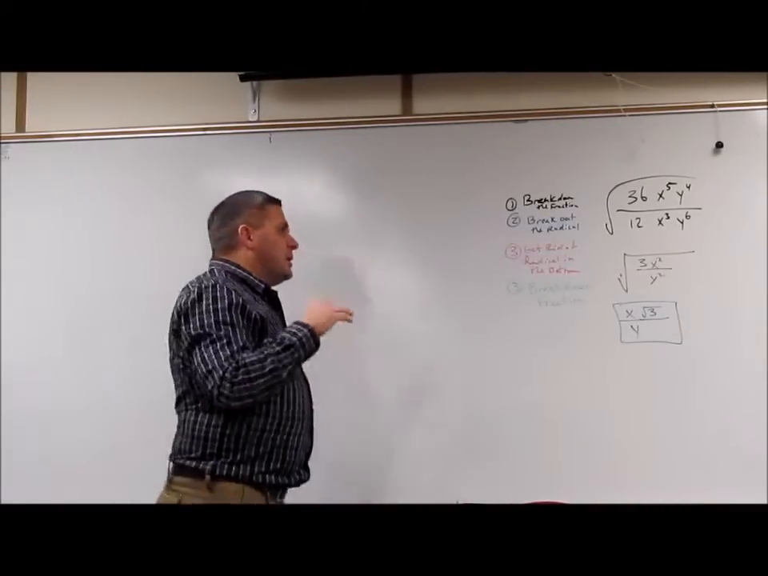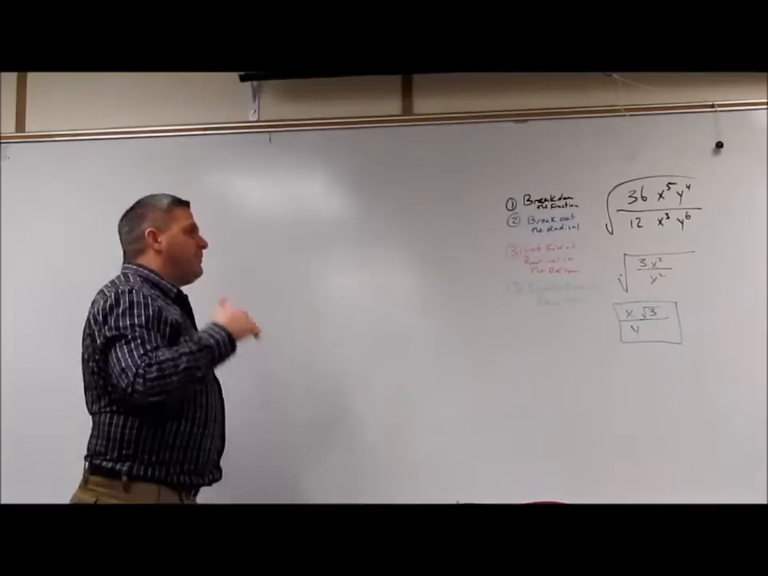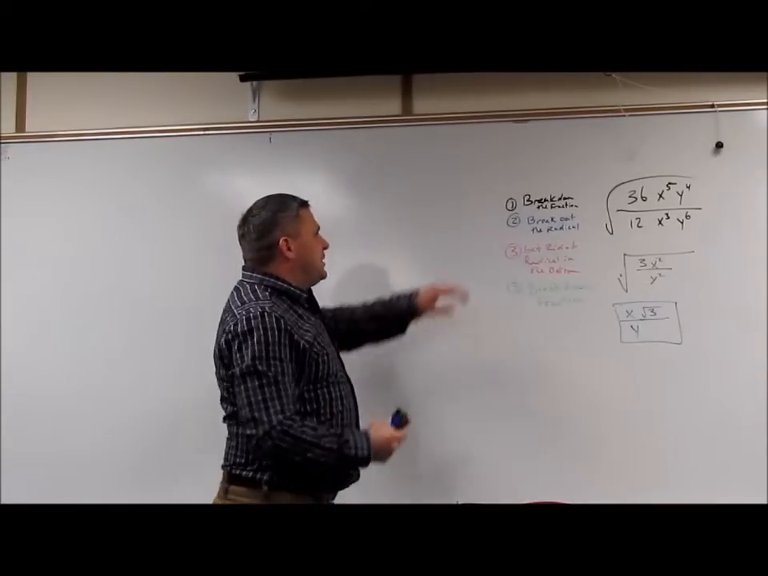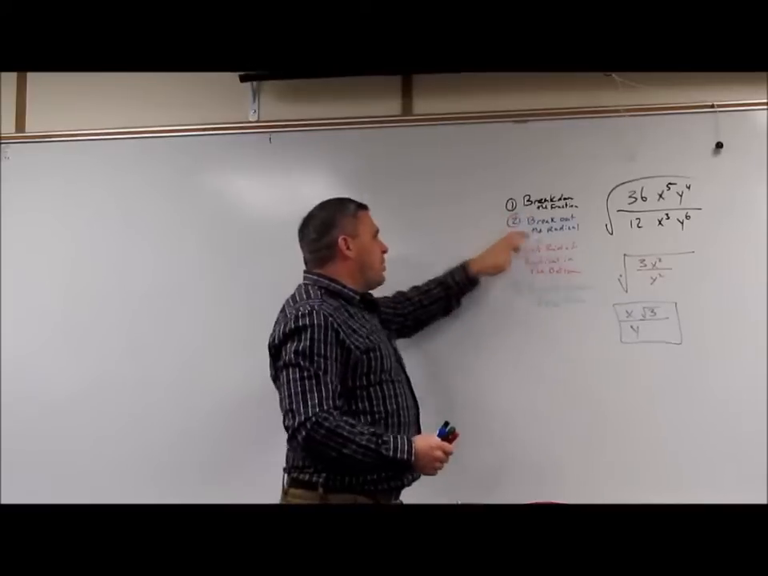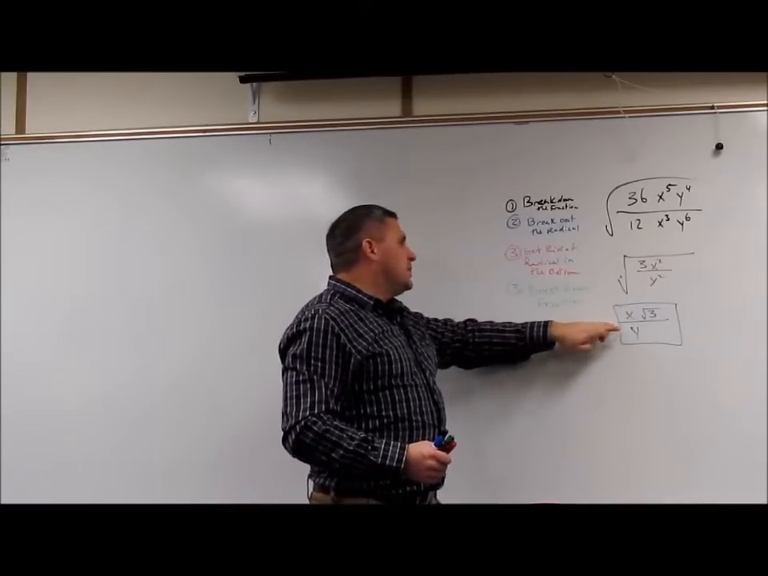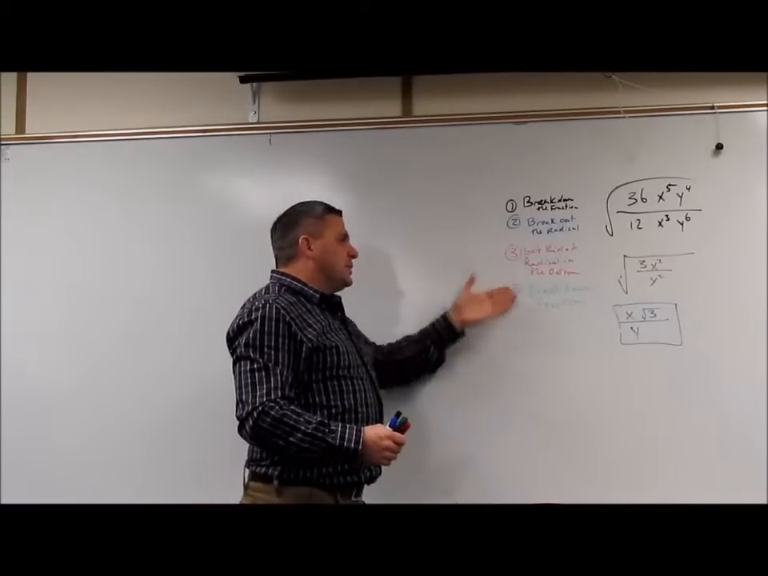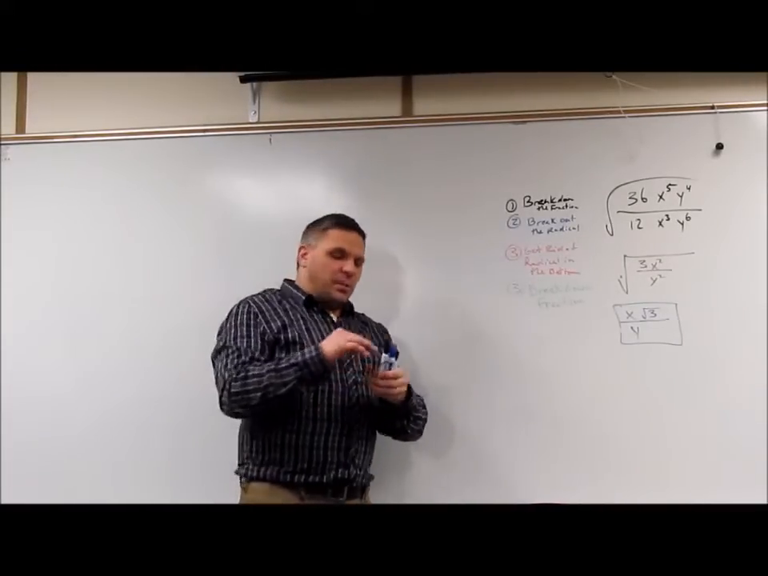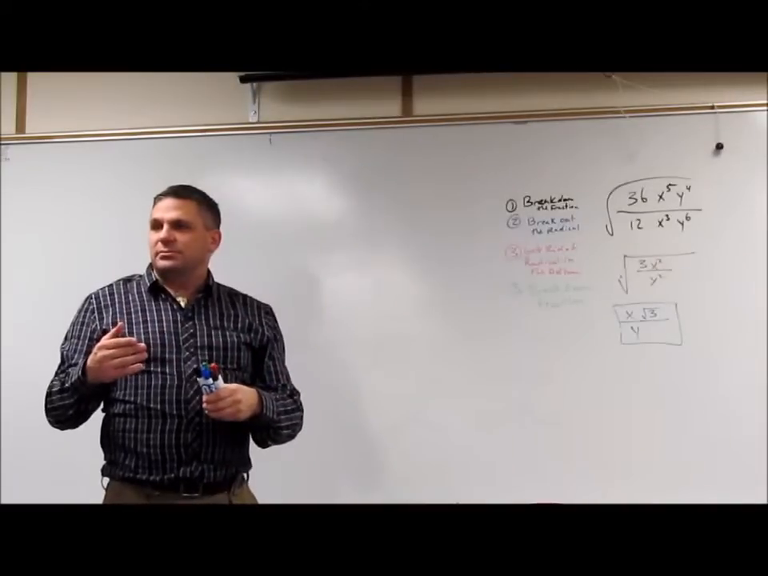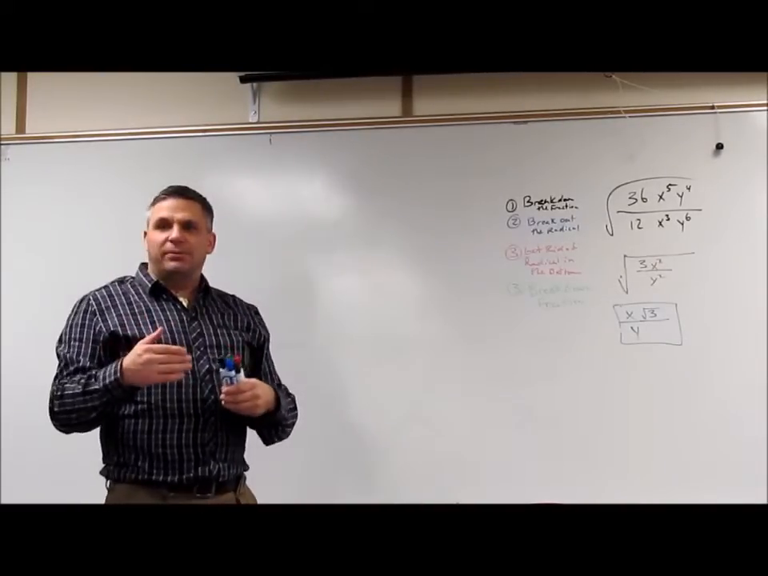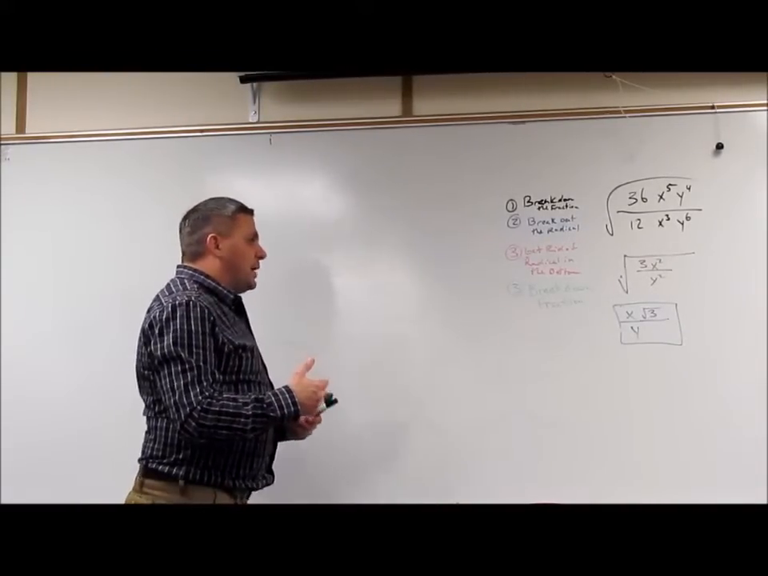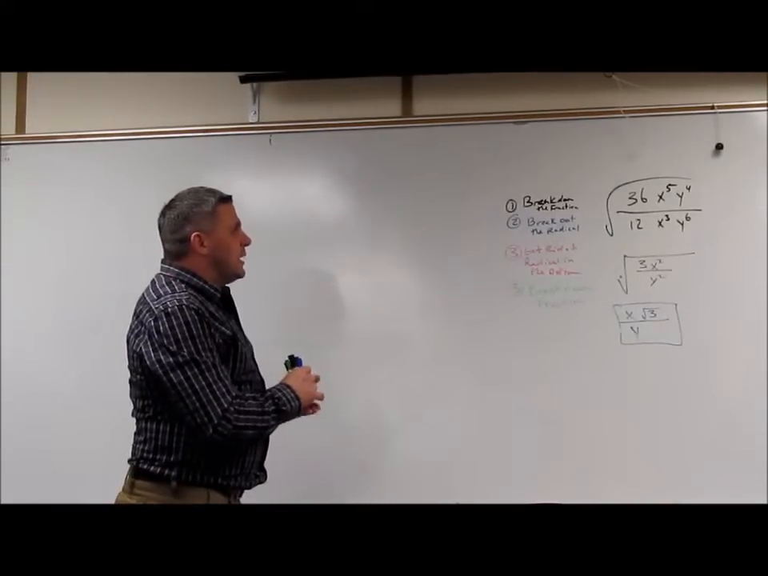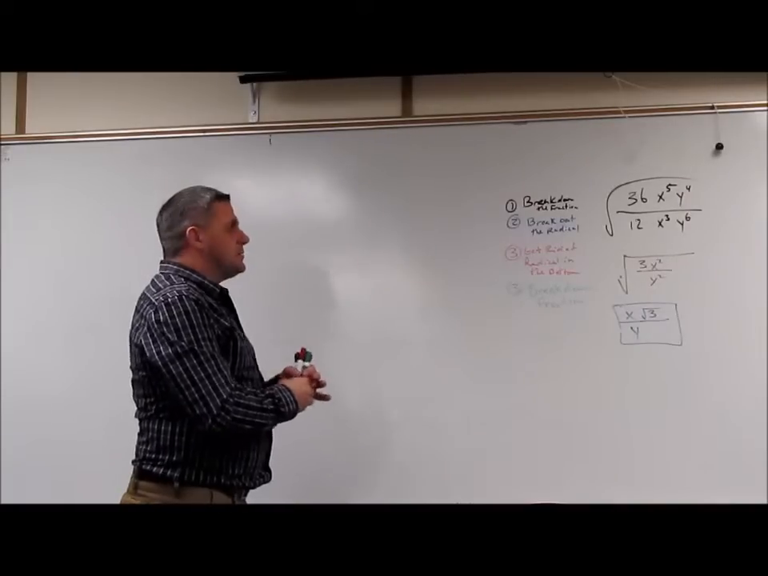Now, could it have been harder? What we did was we broke down the fraction. Then we broke out the radical. And then we were done. There was no radical in the bottom. But it could have been different. So how could it have been different?